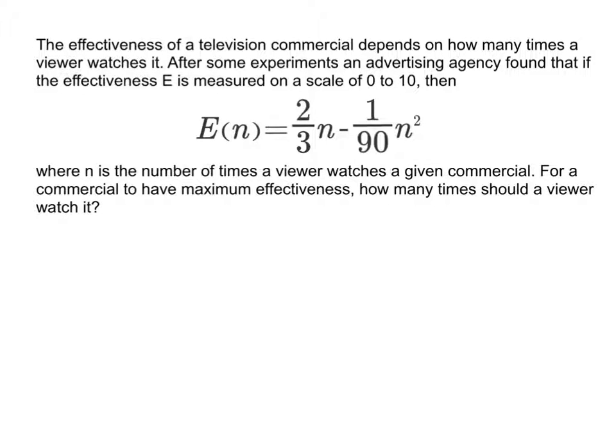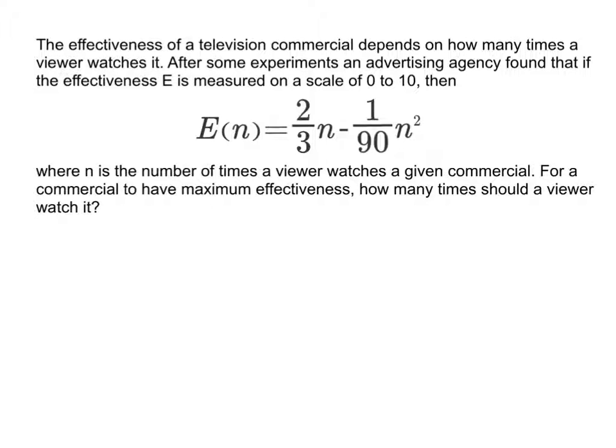The effectiveness of a television commercial depends on how many times a viewer watches it. After some experiments, an advertising agency found that if the effectiveness E is measured on a scale from 0 to 10, then E(n) = 2/3 n − 1/90 n², where n is the number of times a viewer watches a given commercial. For a commercial to have maximum effectiveness, how many times should a viewer watch it?